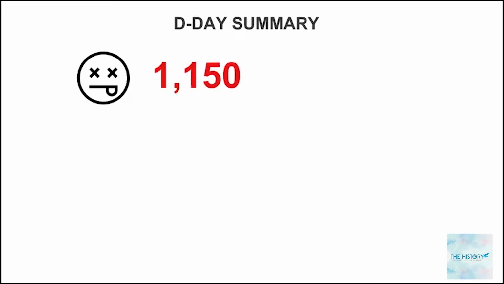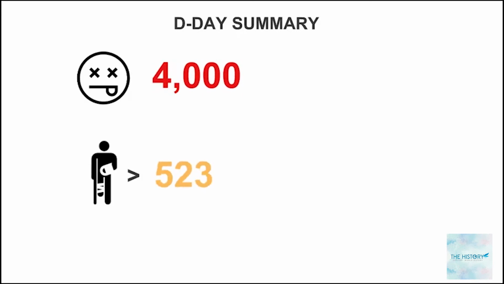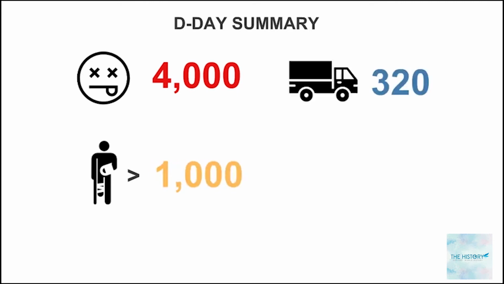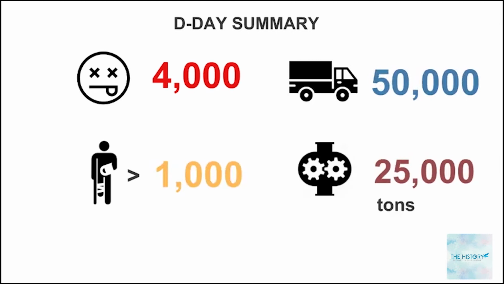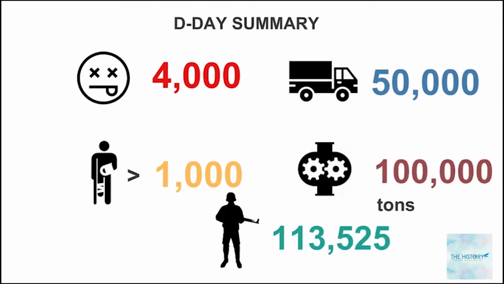According to some estimates, more than 4,000 Allied troops lost their lives in the D-Day invasion, with thousands more wounded or missing. Less than a week later, on June 11th, the beaches were fully secured and over 326,000 troops, more than 50,000 vehicles and some 100,000 tons of equipment had landed at Normandy.